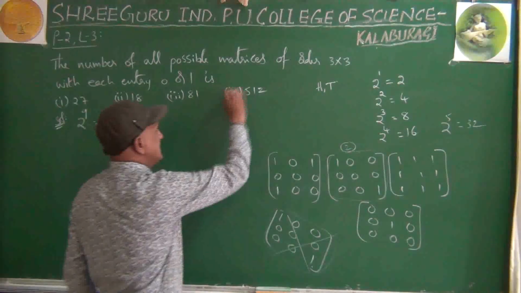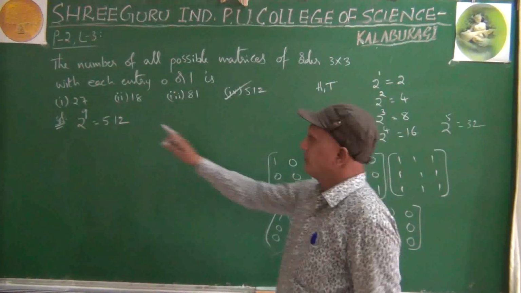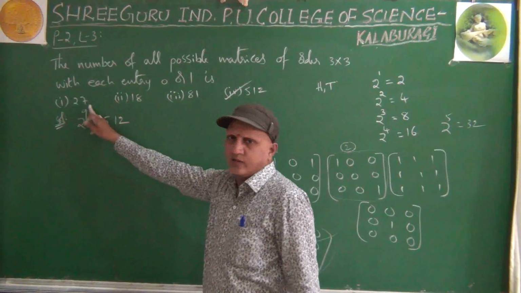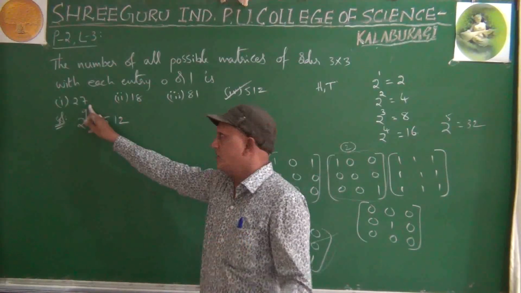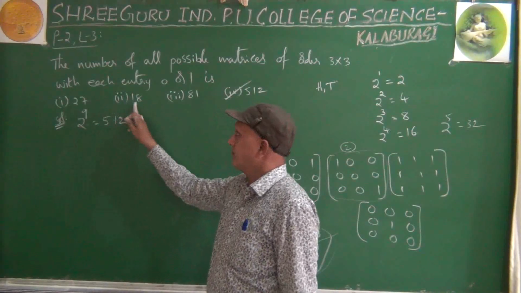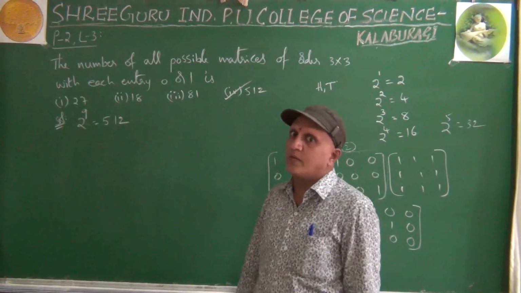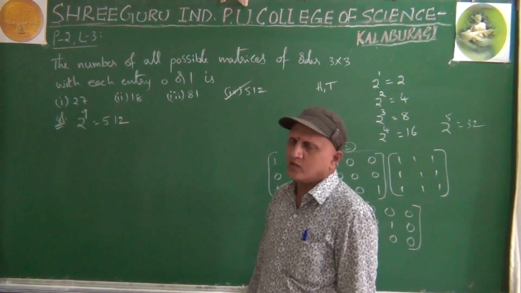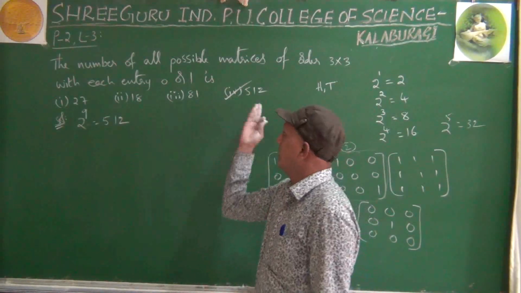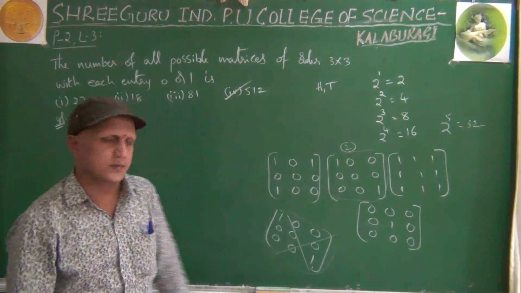2 power 9 will not be 27. By using common sense we can understand. 2 power 9 cannot be written as 2 into 9. 2 power 9 will not be equal to 9 power 2, which is 81. No need to calculate. 512 is the answer.